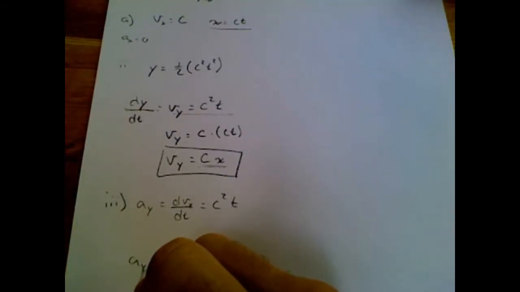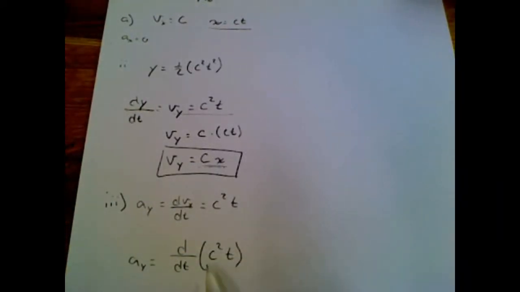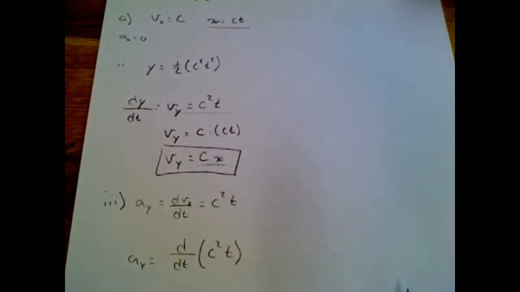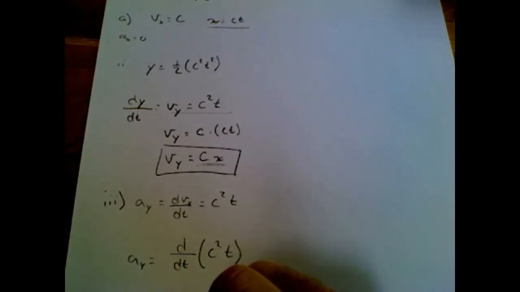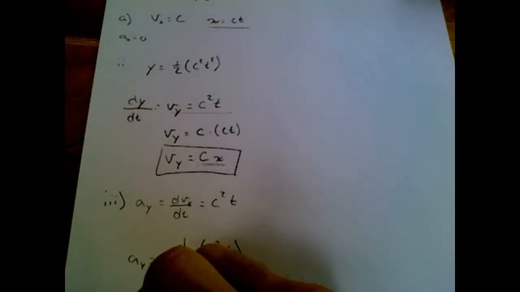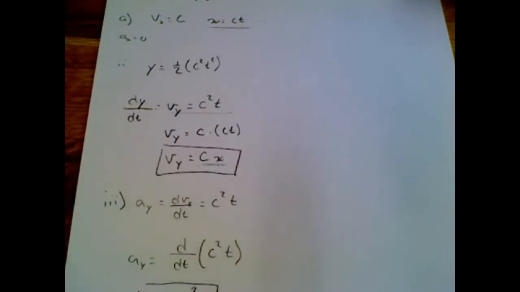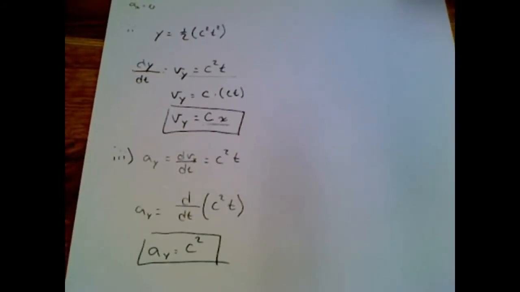That is my acceleration. Well, this, again, is a constant. The derivative of t with respect to t is just 1, which means my acceleration in the y direction is just c squared. That's all we have for part A. Let's move on to part B.